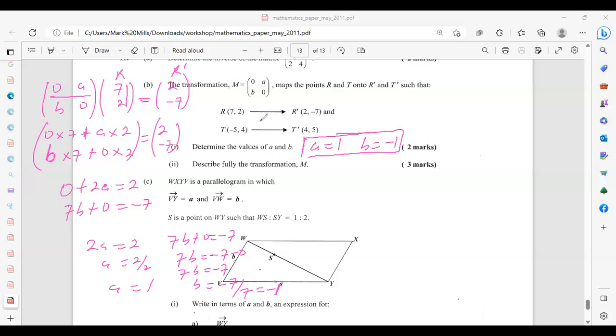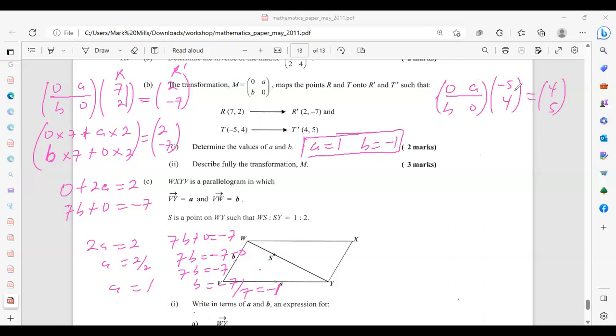You want us to try it? Yes, sir. All right. So you do the same thing. You're going to write here 0, A, then B, then 0. Then here you're going to write -5 and 4, is equal to 4 and 5.